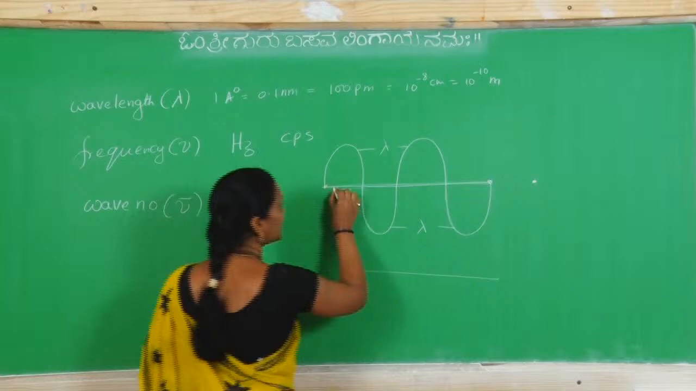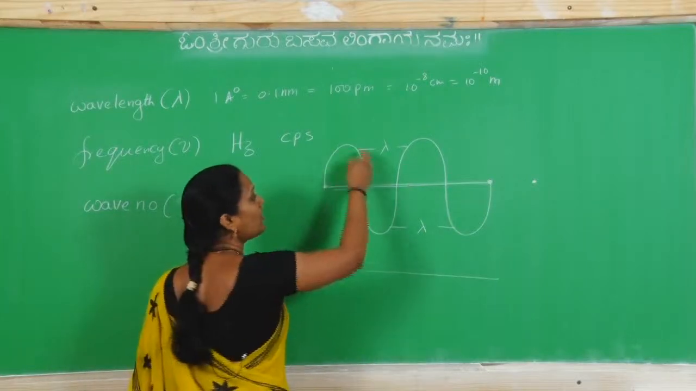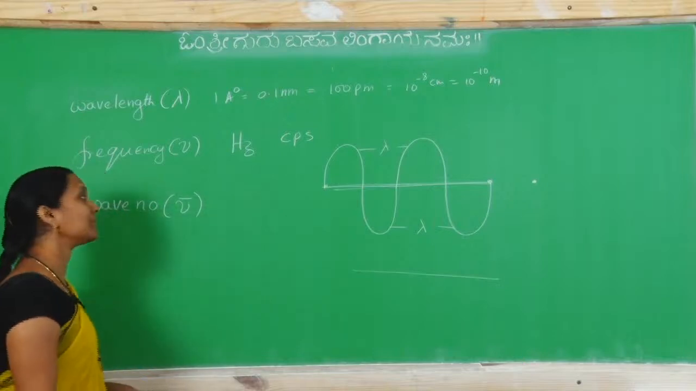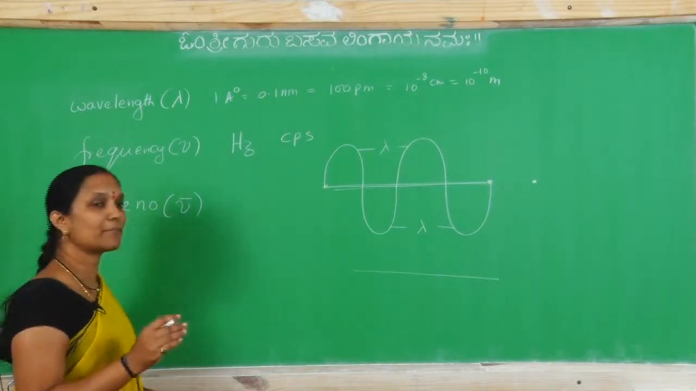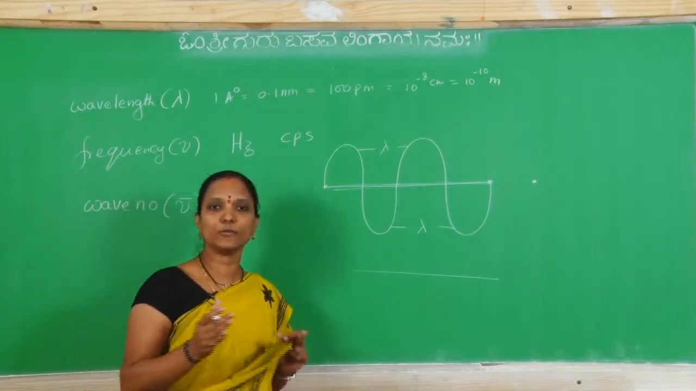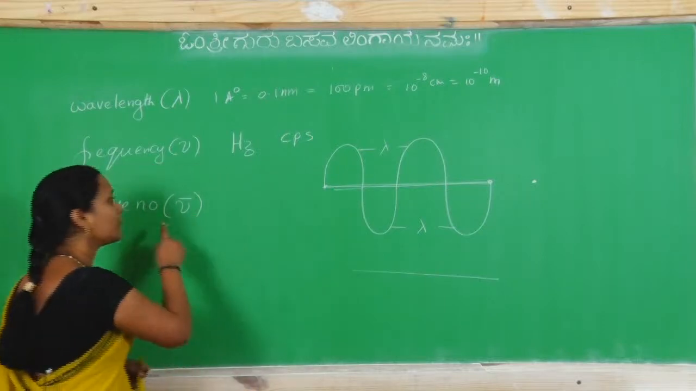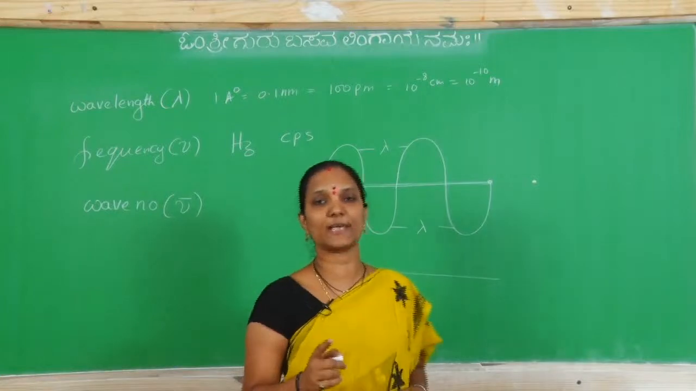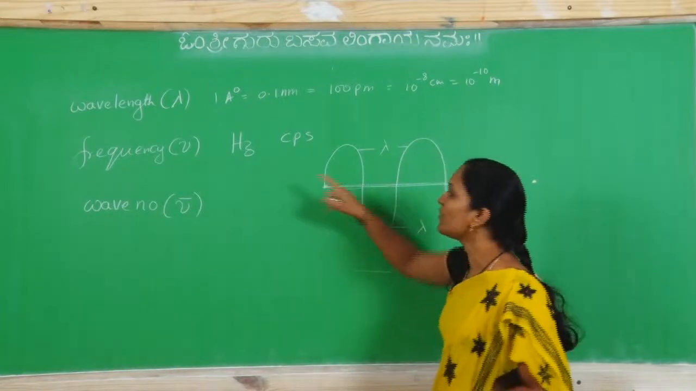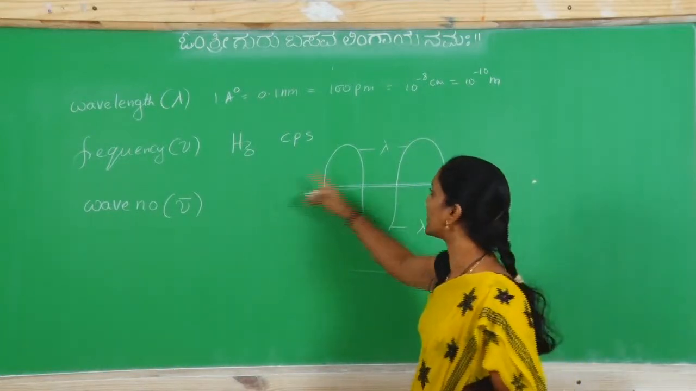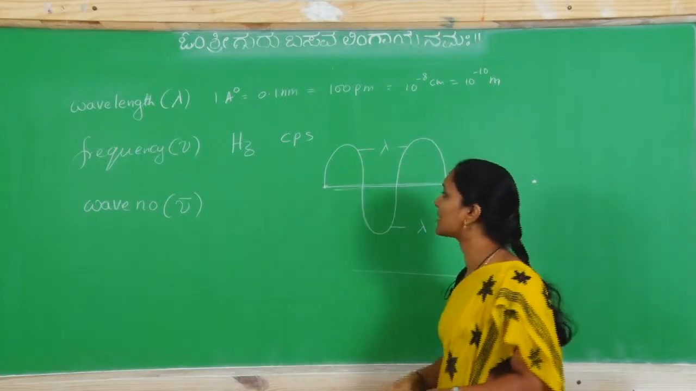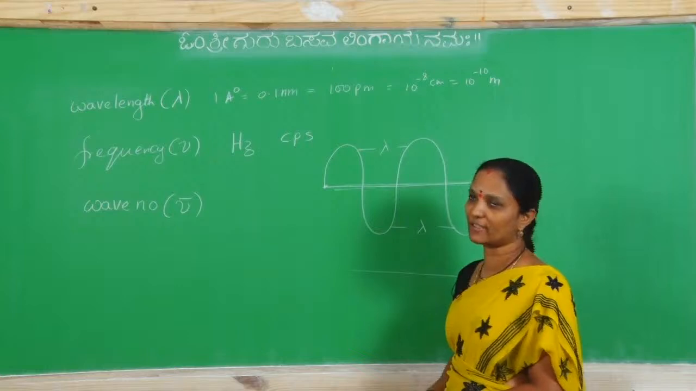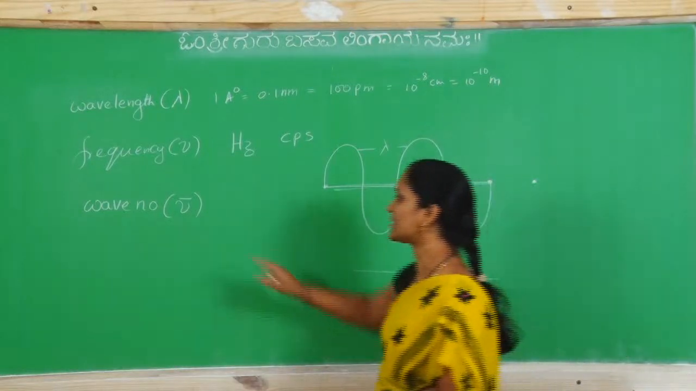So in this distance, this is unit length. How many waves are present here? 2 waves are present, so the wave number is 2. The number of waves present in unit length is the wave number. The number of waves crossing a point in unit time, 1 second, is the frequency. And the distance between two successive crests or two successive troughs is the wavelength. This is the wave number.